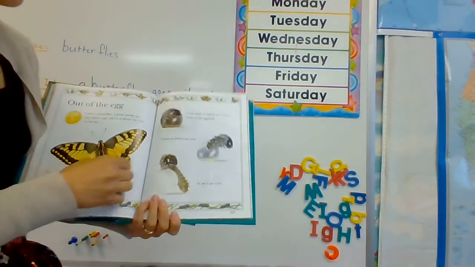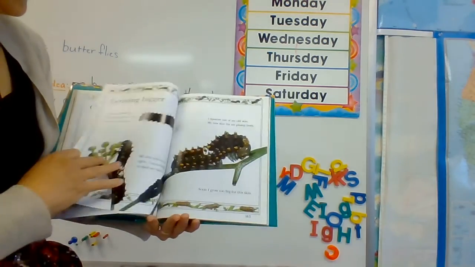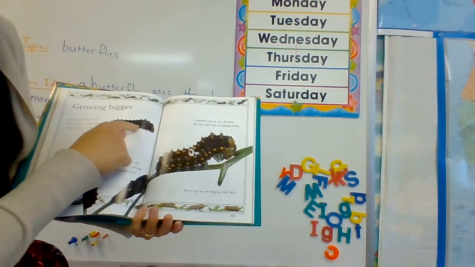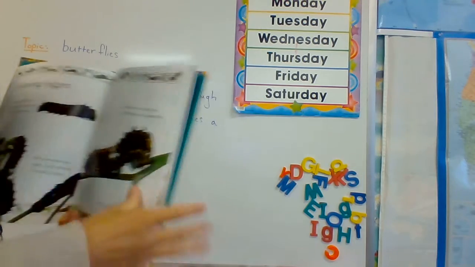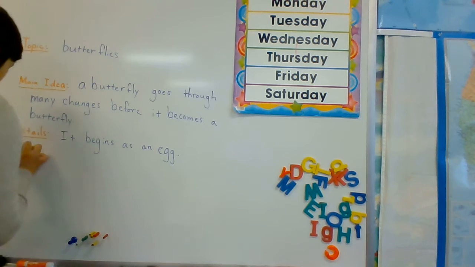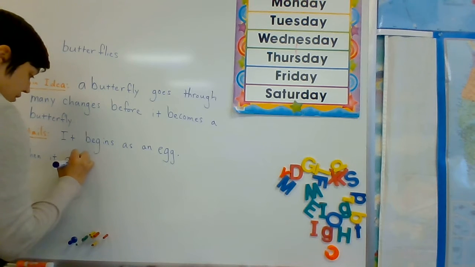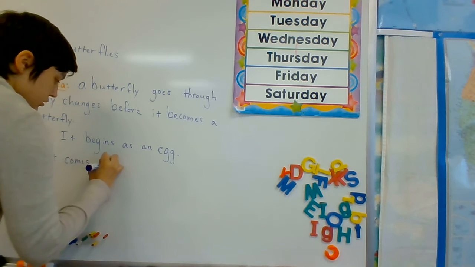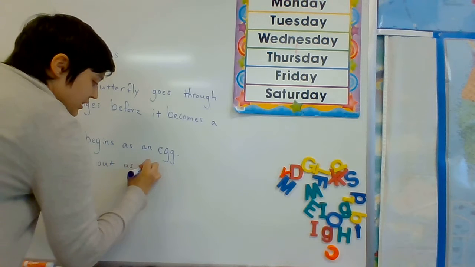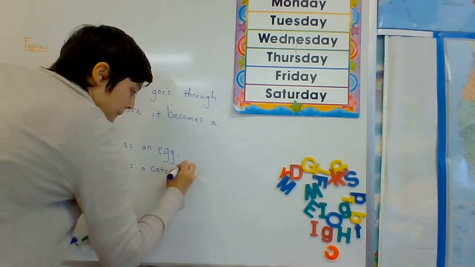Now what does the egg become after that? It becomes a caterpillar. Then it comes out as a caterpillar. That is detail number 2.